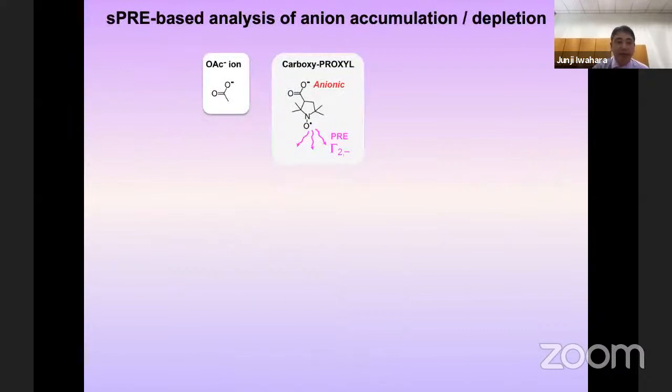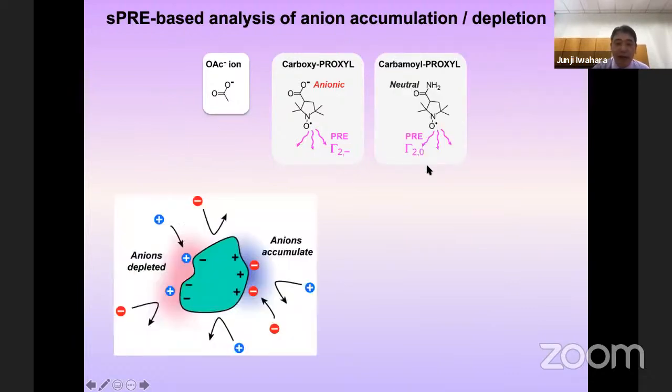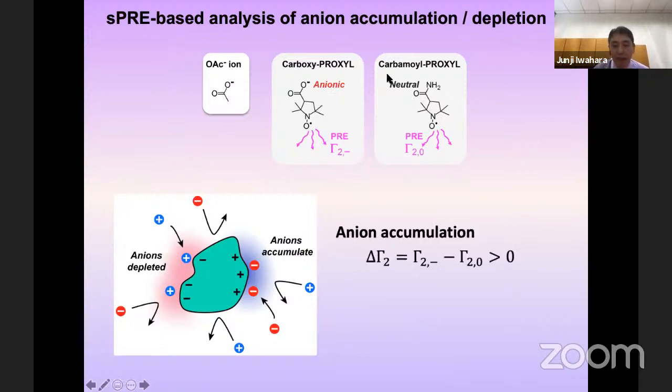And for that, we used this compound, which is an analog of acetate ion. And we used this compound as a control, okay? And when anions are accumulated in a particular region, basically this one is also accumulated. So compared to this compound, it gives a larger PRE. It means basically the difference between these two, defined in this way, becomes positive.